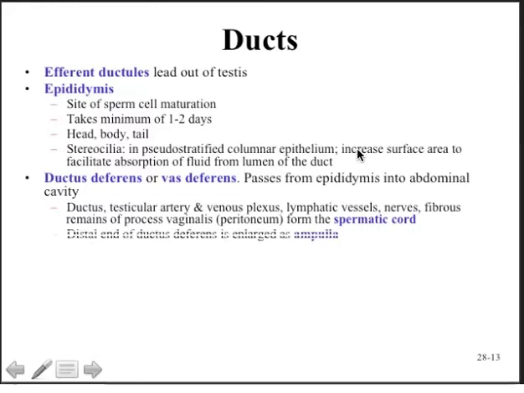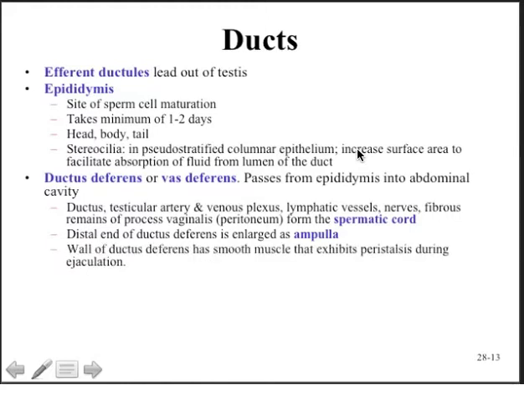One of the things that we'll learn to appreciate about the spermatic cord is that the testicular artery and vein act as a heat exchanger to cool the blood entering the testis and keep the temperature, again, 2 to 3 degrees below body temp. The distal end of the ductus deferens is enlarged as the ampulla, where it fuses again with the seminal vesicle on its way into the prostatic urethra. The walls of the vas deferens have smooth muscle that engage in peristalsis during ejaculation, again to propel the ejaculate into the female reproductive tract.